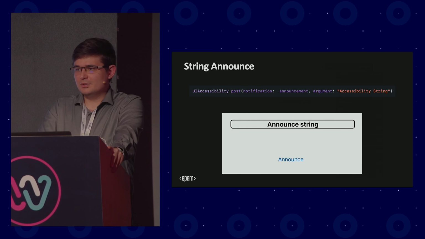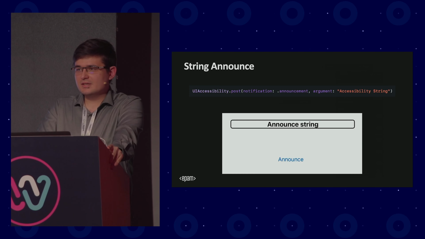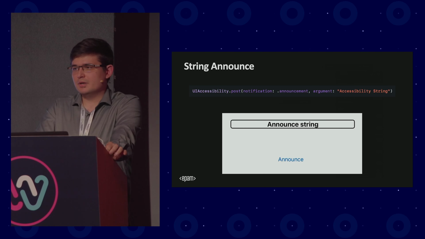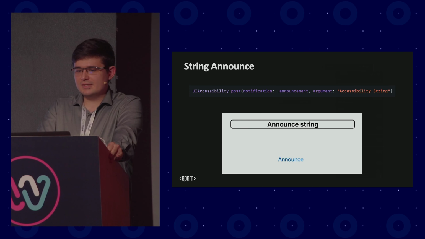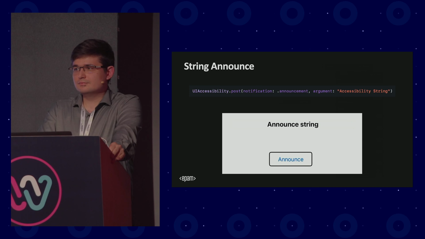Also, when the user has completed some important action or an error has occurred, you want it to be announced for the user. To achieve this, just call the same function, accessibility post, but instead of screen changed and layout changed, use the announcement one. And as argument, place the string you want to be announced. Announce string. Announce button. Accessibility string.